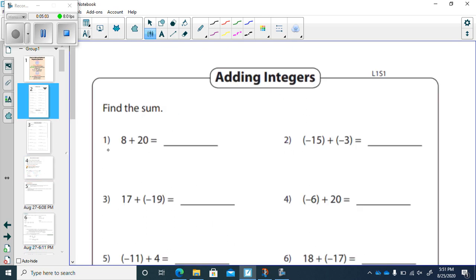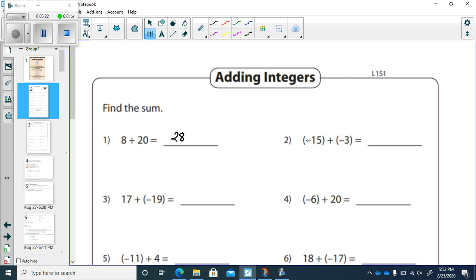8 plus 20. Well, this one's pretty straightforward. There are no negatives in here, are there? That one makes sense. That's easy for you. 8 plus 20 is 28. Okay. Let's look at number 2. Negative 15 plus negative 3. These are two negative numbers.